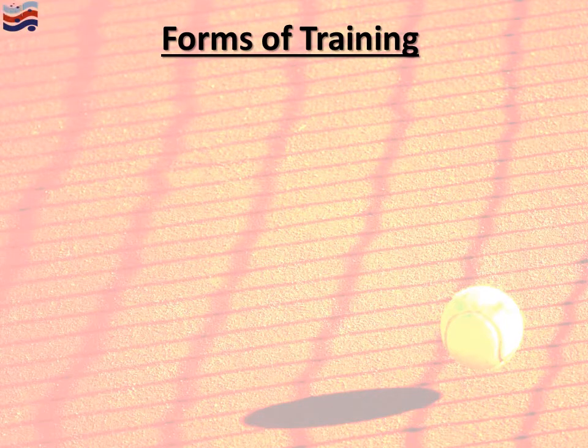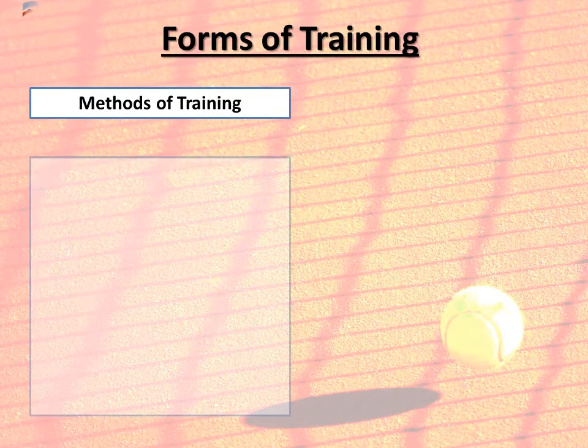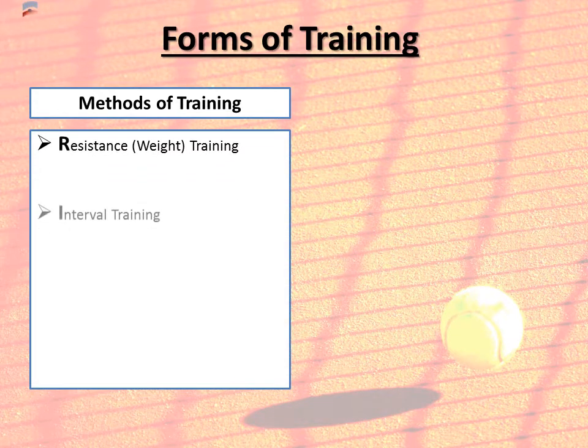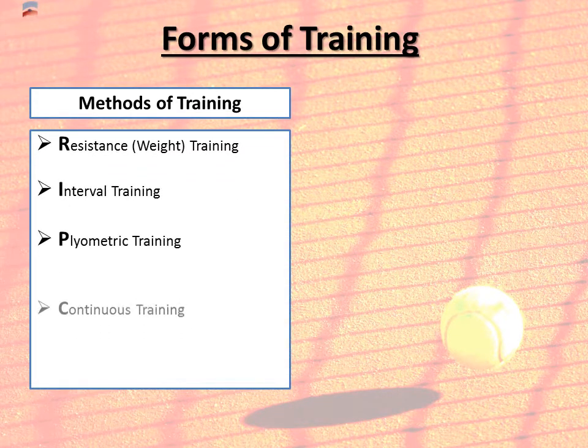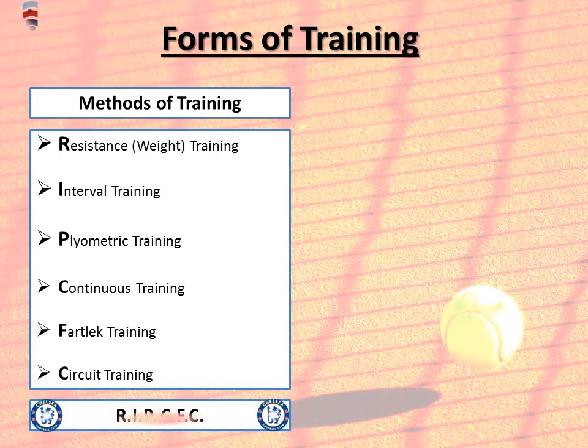Now, as you've probably heard me say there, we have different forms of training and different fitness classes, and it's important we know the difference between the two. So when we're talking about methods of training, we're talking about 6 methods, which include resistance training, interval training, plyometric, continuous, fartlek and circuit. And the easiest way to remember these 6 methods is the analogy rest in peace Chelsea Football Club, or RIP CFC.